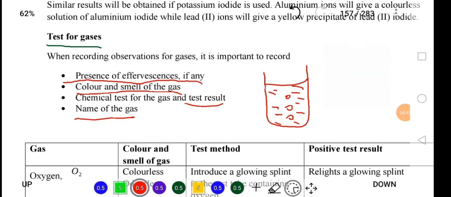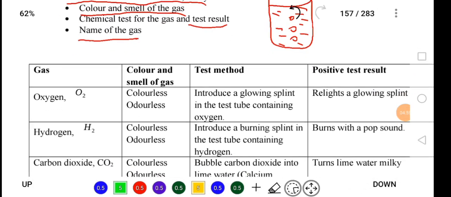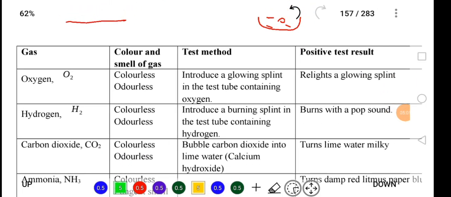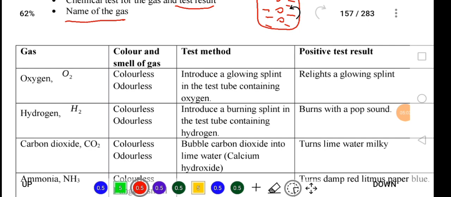And without wasting time, we can look at the table where we are going to learn how we identify gases according to their names. So we have the name of the gas, color and smell, test method, and the positive result.